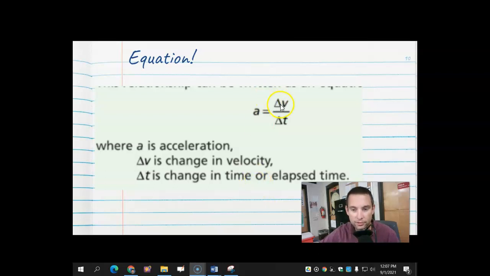Here is the equation. Acceleration equals delta V over delta T. What does delta equal? Change. Change is final minus initial.